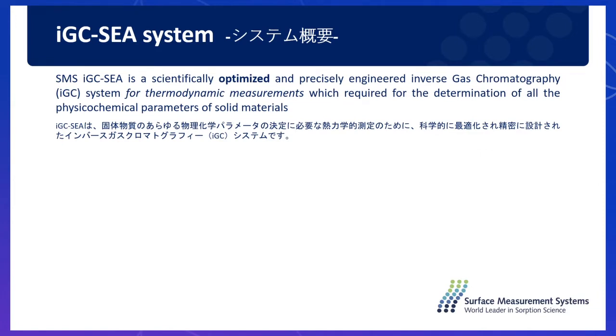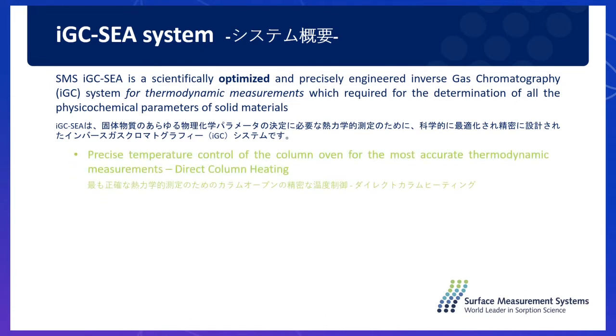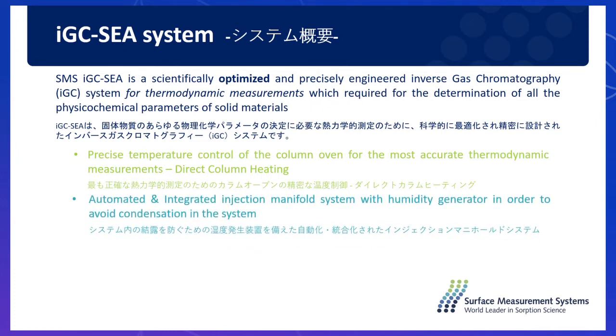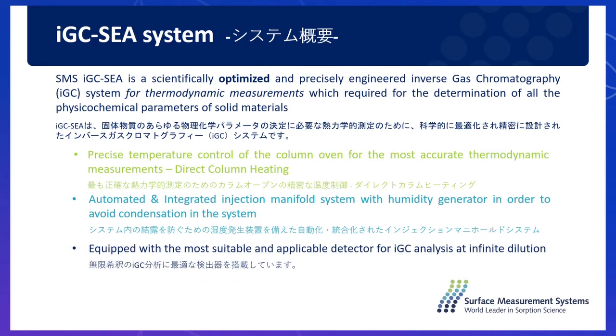The SMS iGC-SEA instrument is the first purpose-built iGC system, and it's designed to determine thermodynamic parameters, which are required for all the physicochemical properties of solids. Our column oven has very precise temperature control. The iGC-SEA instrument is equipped with an automated injection system. It also has the most sensitive detector for organic vapors, and it has all the necessary tools for column packing.